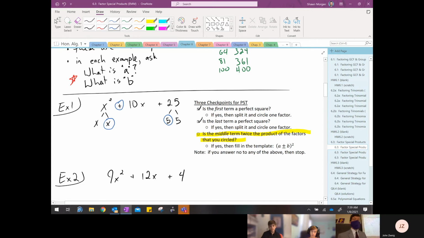As I fill in the template, a plus b quantity squared or a minus b quantity squared, the sign in the middle will tell me what the sign of my binomial should be. So if you've circled it like good little boys, you get a pat on the head because now you know what your answer is. X plus 5 quantity squared. Good job. So literally go through the process: split both the first and the last term, circle, circle, do your check, and then circle the sign in the middle, and that's your answer.